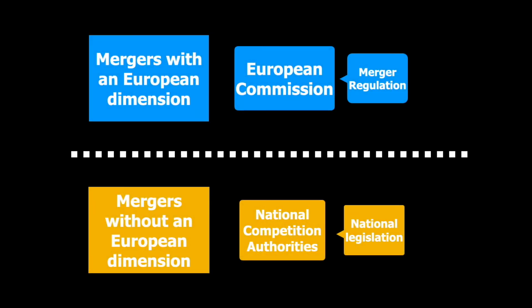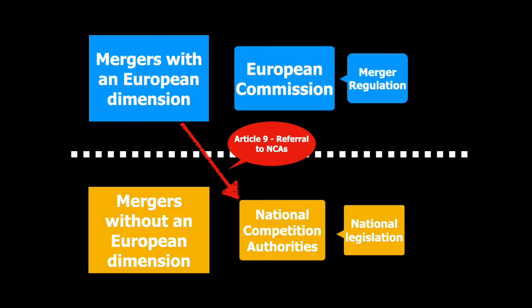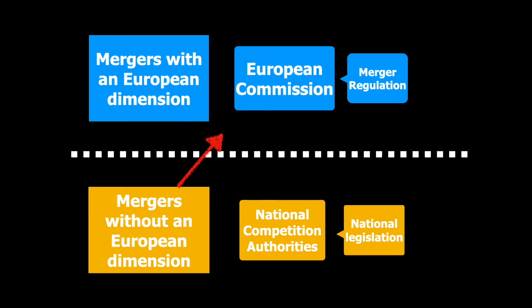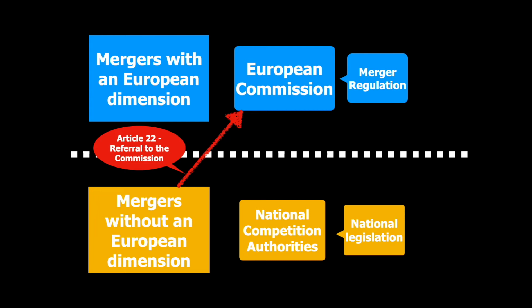Now, we saw that typically we would have this dividing line between mergers with a European dimension and mergers without such dimension. However, the regulation also includes a number of crossovers or bridges between these 2 lines. So, under Article 9, a merger that has a European dimension may be referred to a national competition authority where it has a specific impact in a market that is of national or infranational scope. But there's also a possibility of transfer on the other side. And so mergers without a European dimension may be referred to the Commission by national competition authorities.